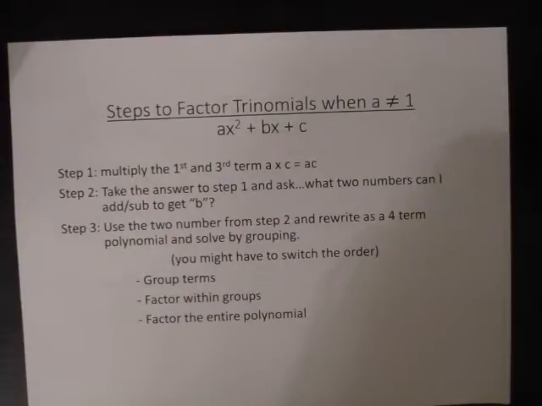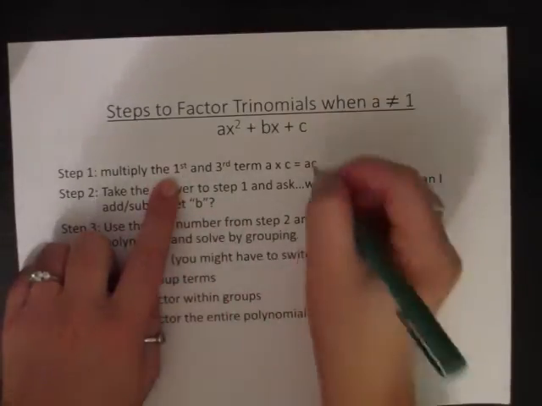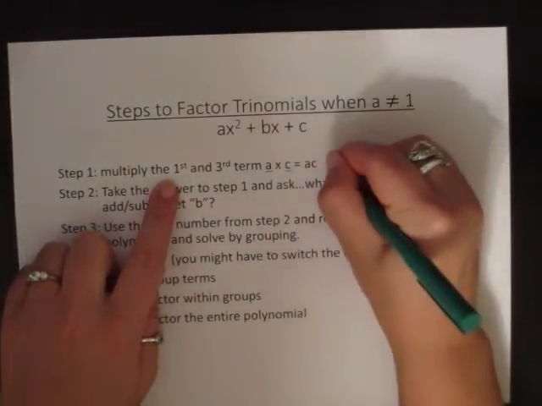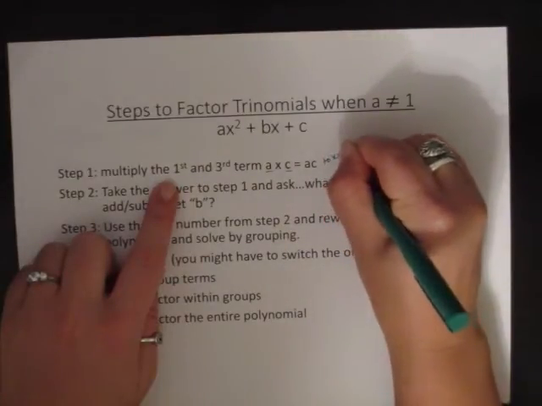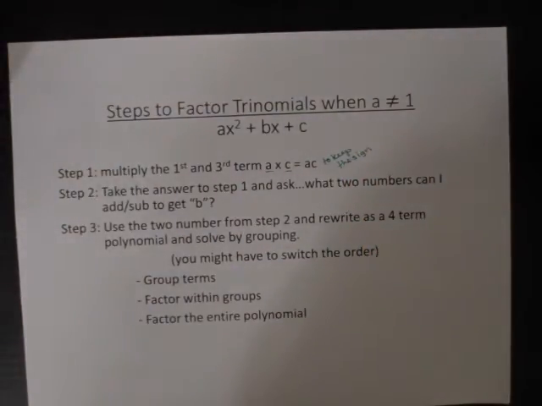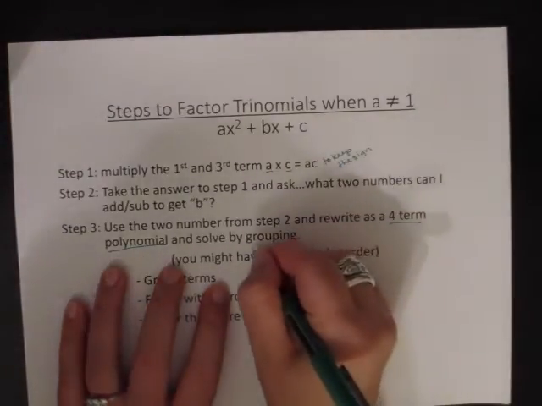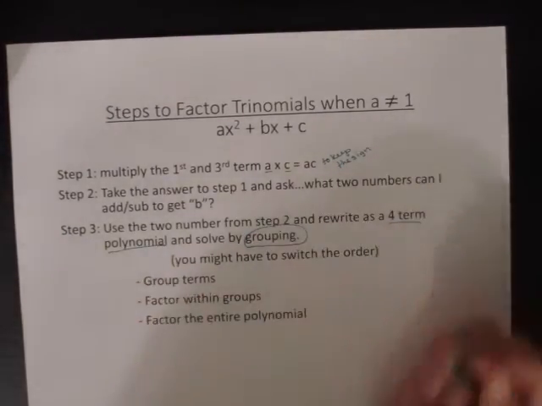So steps for factoring trinomials when a does not equal 1. First thing you do is you multiply the first and the third term. So you're going to do your a times your c, and I want you to keep the signs. So if you have a negative sign, keep that negative sign there. Step 2, take your answer to step 1 and ask the question that we asked yesterday. What two numbers can I add or subtract to get b? Okay. Step 3, you're going to use the two terms from step 2 and rewrite it as a 4-term polynomial, which a 4-term polynomial will always be solved by grouping.